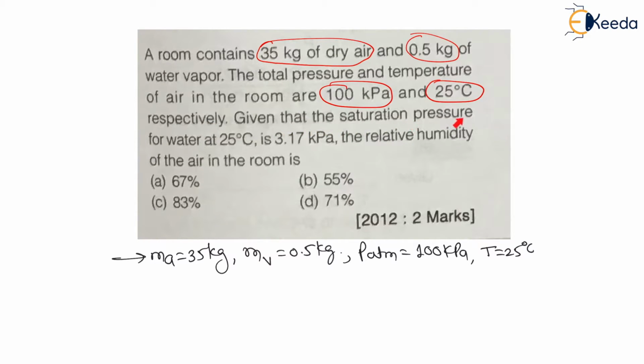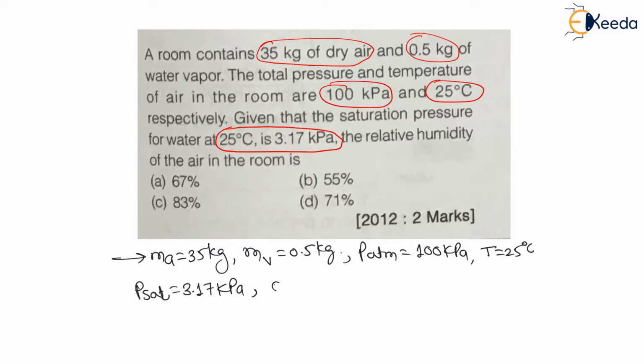Given that the saturation pressure of water at 25 degrees Celsius is 3.17 kilopascal. So my dear students, at this room temperature, the saturation pressure is 3.17. Therefore, we can say saturation pressure is equal to 3.17 kilopascal. Right. After that, the relative humidity of the air in the room is.